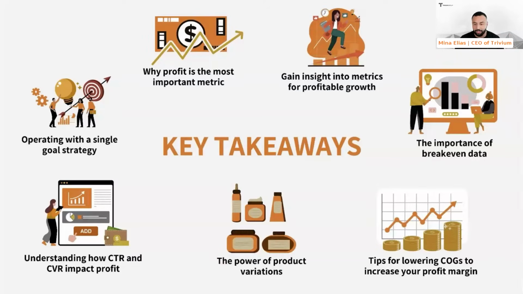Tips for lowering your cost of goods sold and increasing your profit margins, the power of variations for your profit margins, understanding how click-through rate and conversion rate impact profit. This is huge, by the way, and operating with a single goal strategy. This is as it relates to ads. And I see a lot of people losing a lot of profit because they're operating with two different modes, scaling and optimizing at the same time.